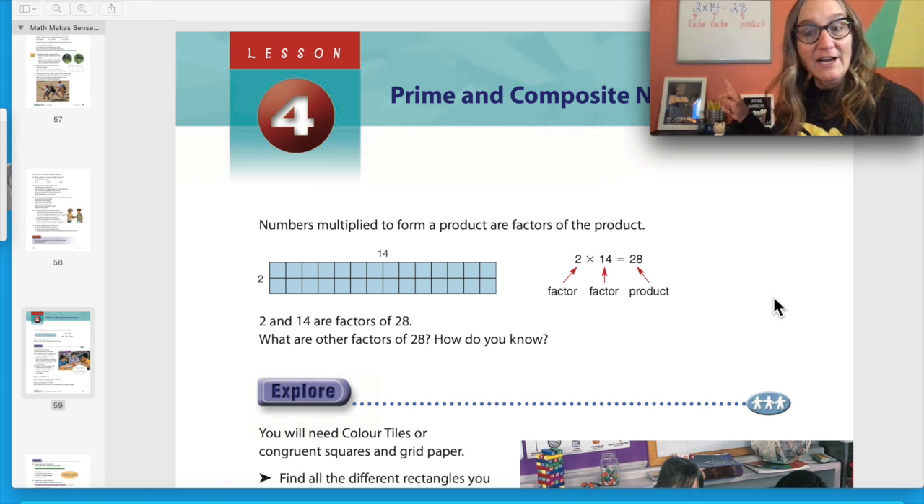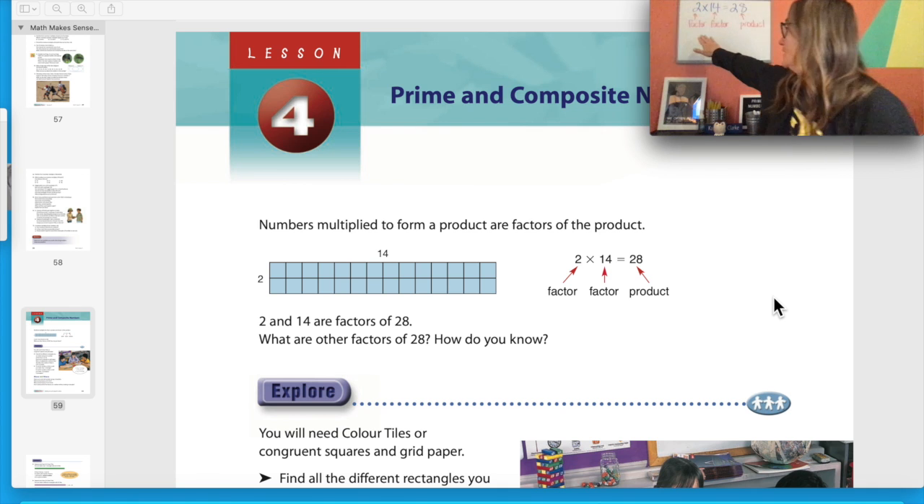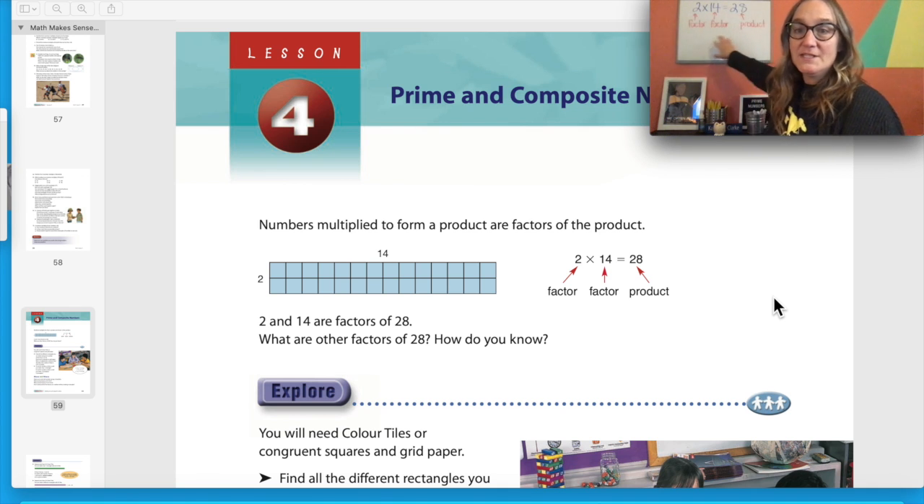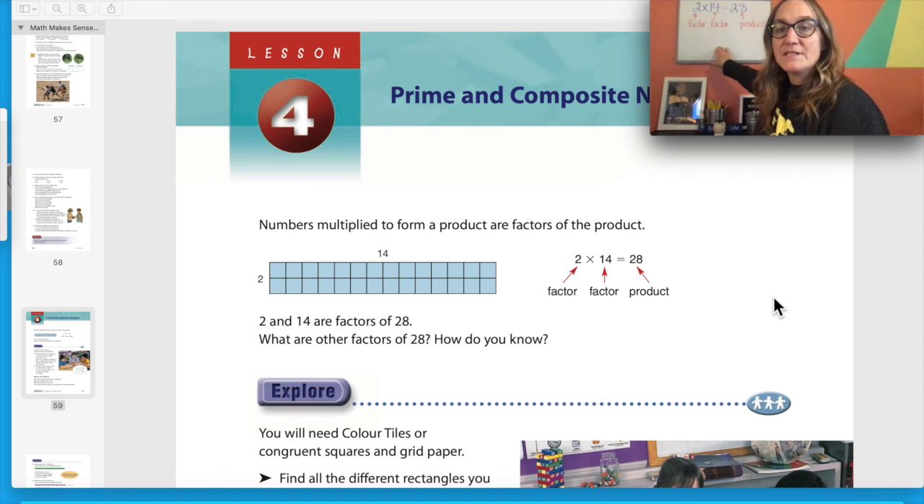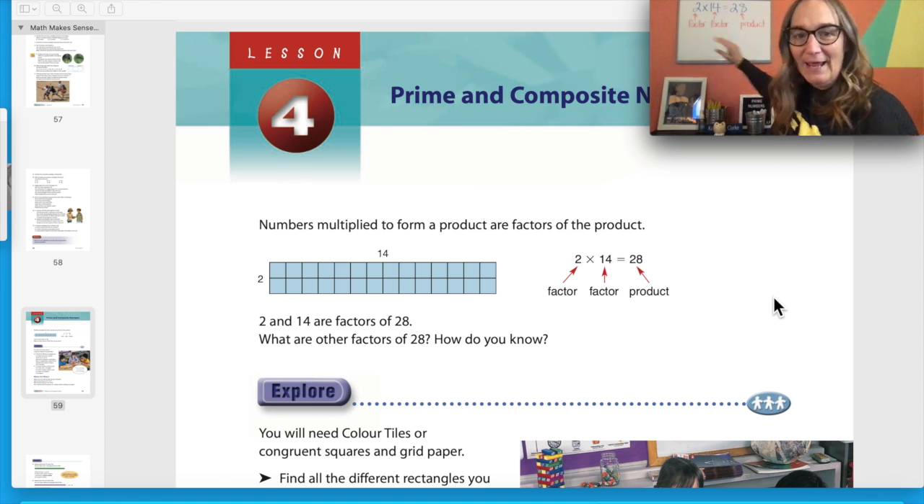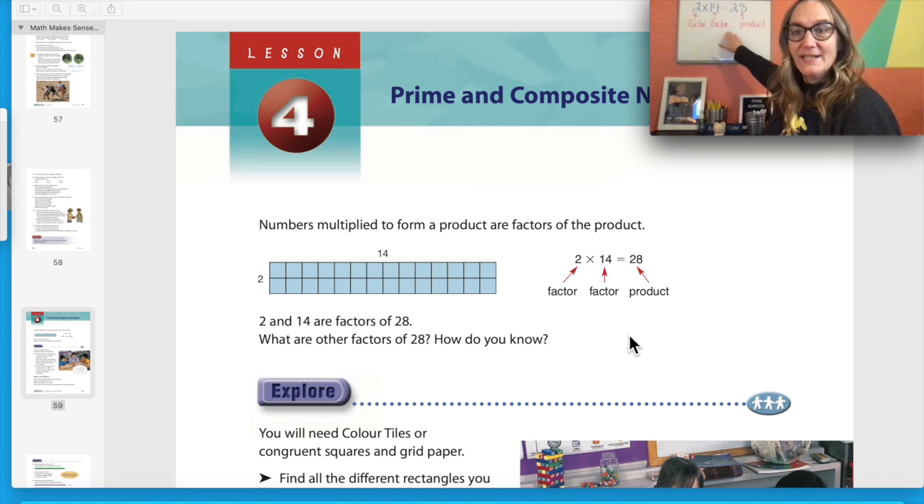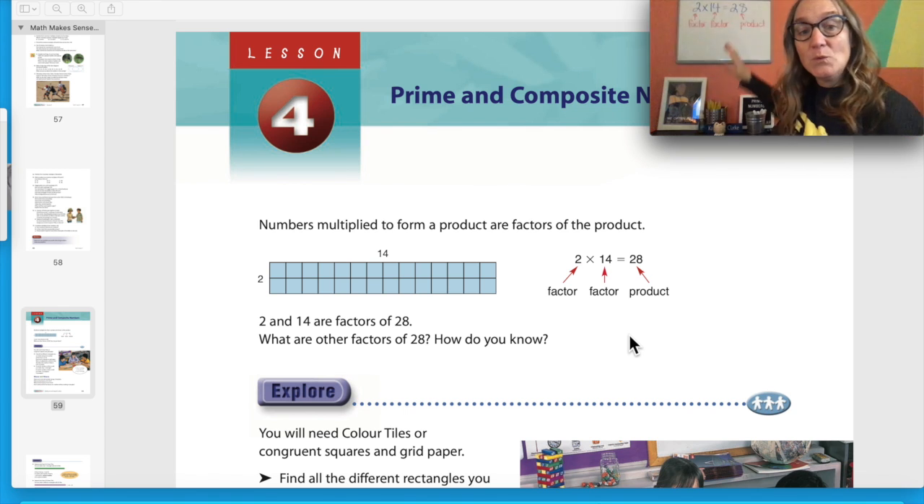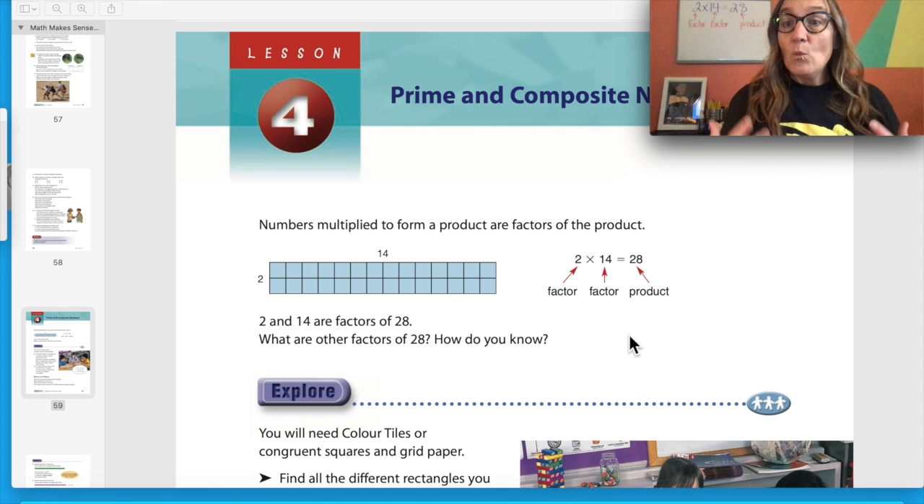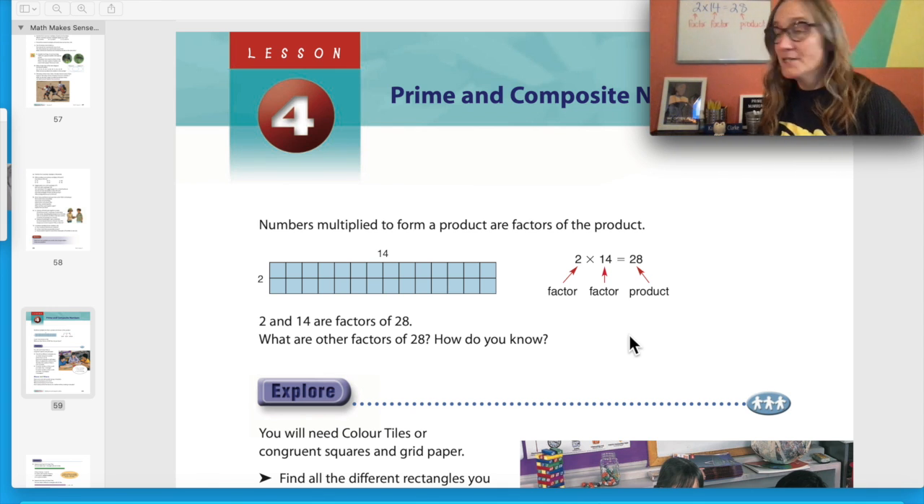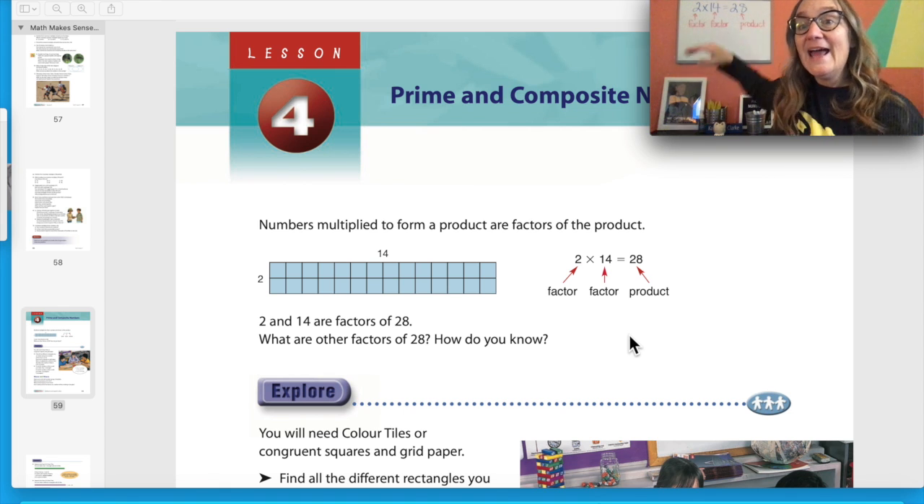Okay, now factors are the two numbers that we multiply together to make a product. So this is important vocabulary. Factor times factor equals product. Okay, so we can see 2 times 14 equals 28. And we are asked, what are the other factors of 28? We know 2 and 14 are factors of 28 because when we multiply them together, we get the product 28. Okay, so what might the other factors of 28 be, and how do you know?